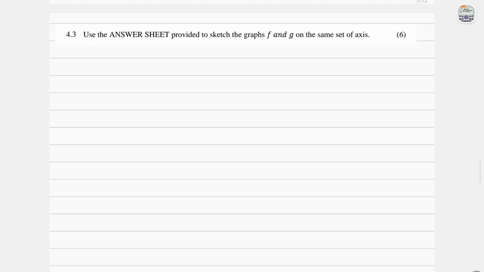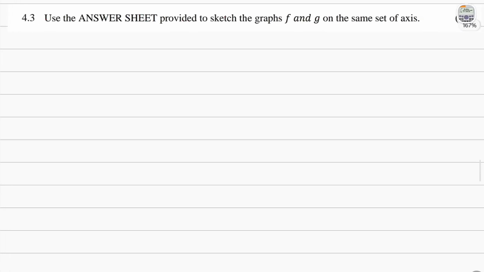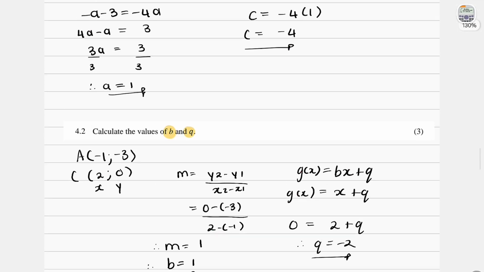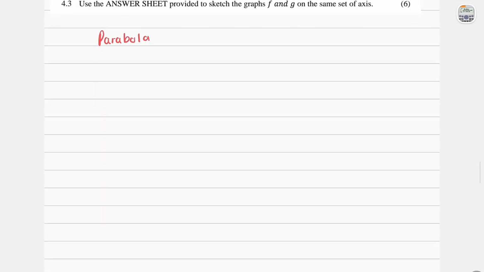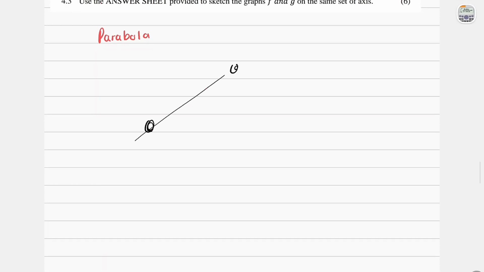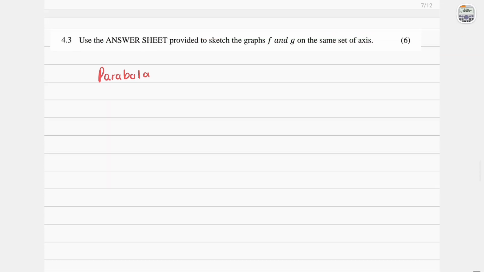Question 4.3 says, use the answer sheet provided to sketch the graphs of f and g on the same set of axes. Remember, our two graphs: one is a parabola, the other is a straight line. With the parabola, that's the only one we can actually just focus on and find certain things about it, because a straight line just needs 2 points. If you have 1 point and another point, you can draw a straight line and then that's it. But with the parabola, there are special points that you need to find. You need to ensure that you have the turning point and the x-intercept so that you can see what the graph looks like. So let's just work on that parabola.